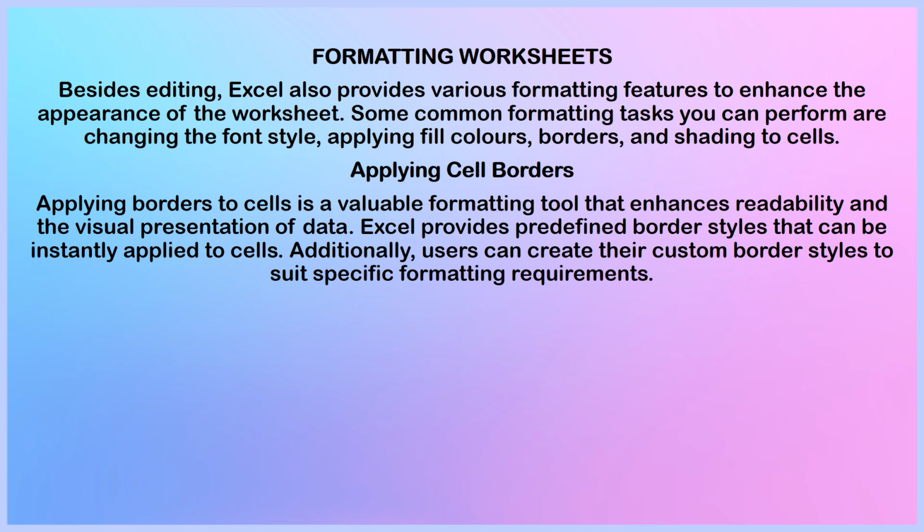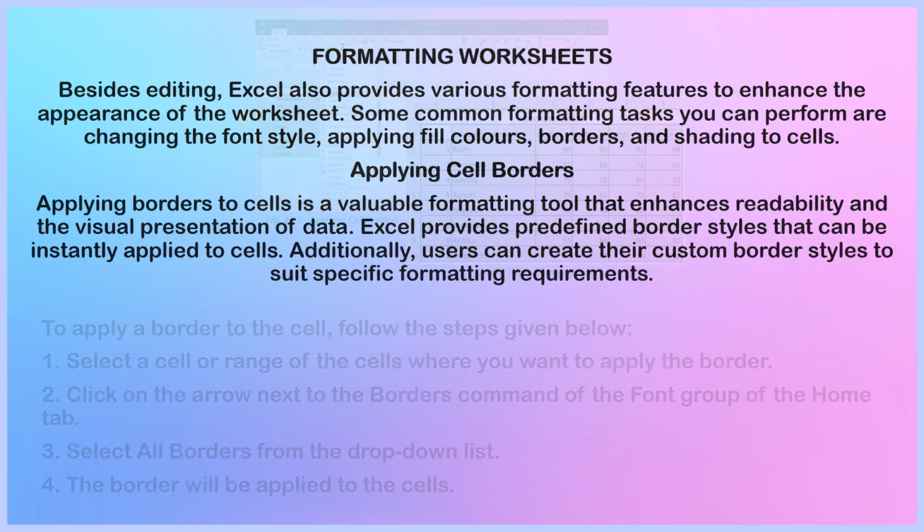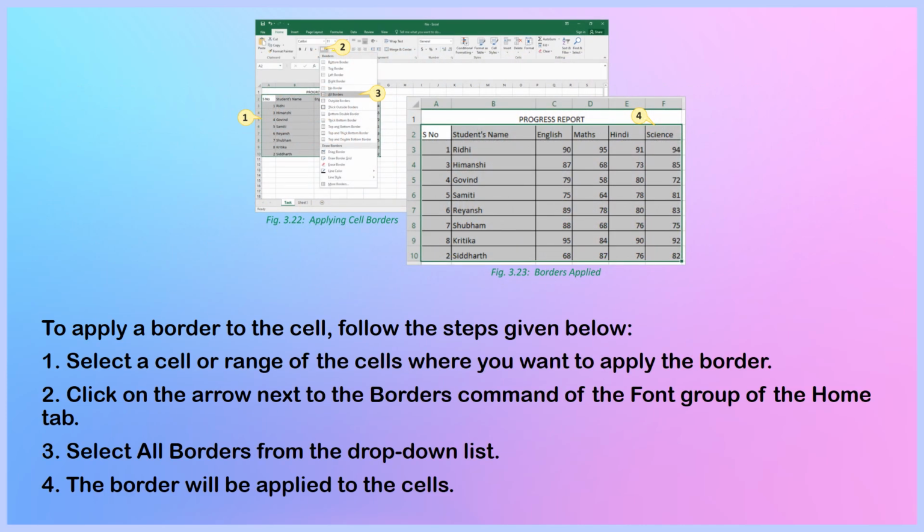2. Click on the Merge and Center command arrow in the Alignment group under the Home tab and select the Unmerge Cells option. 3. The cells will be split, and the content of the merged cell will appear in the first cell of the sheet.